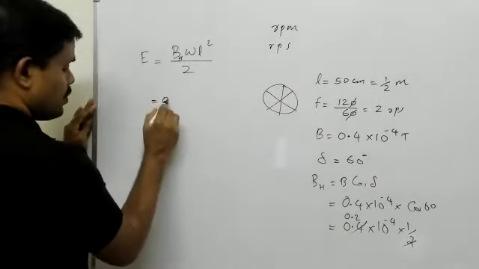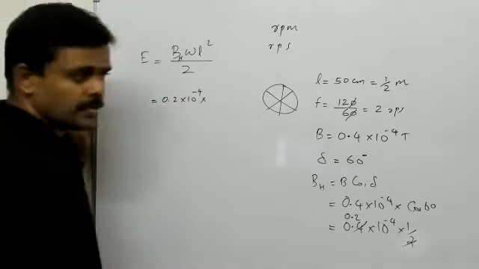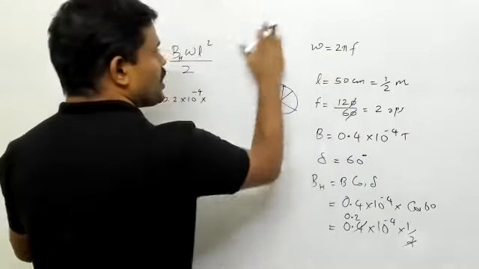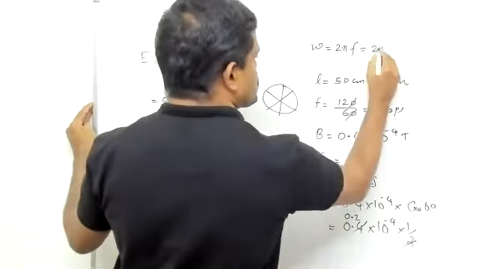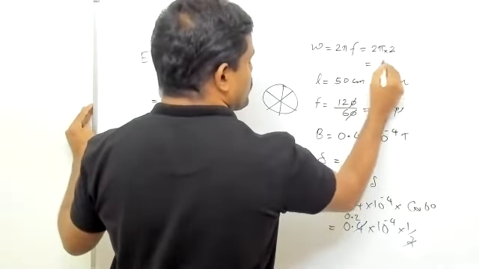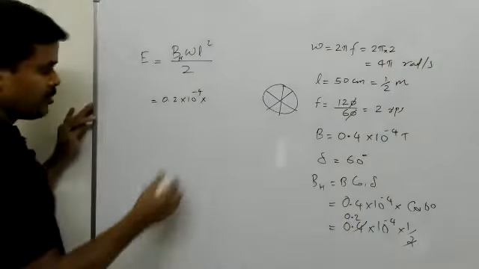Put the values here. 0.2 into 10 power minus 4 into omega value, I need to find out, 2 pi times f. Omega is 2 pi into f. You've been learning since class 8. 2 pi into f, f is 2 here. So that makes it 4 pi radians per second. That is the omega value.